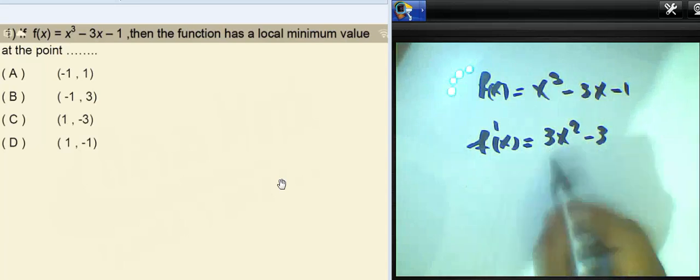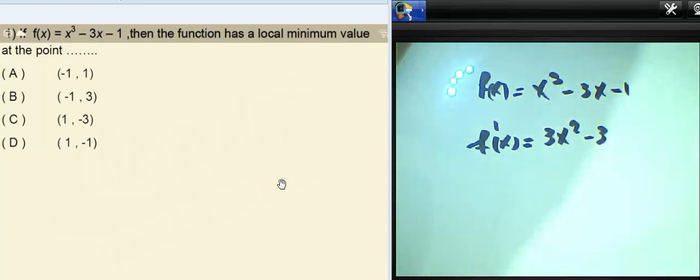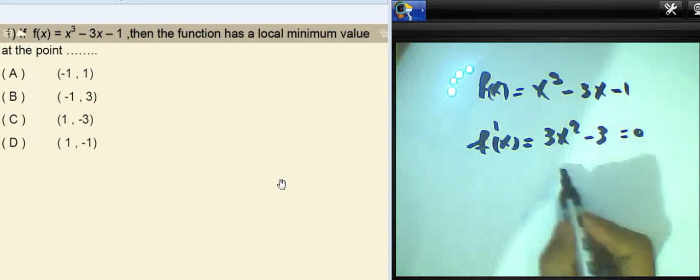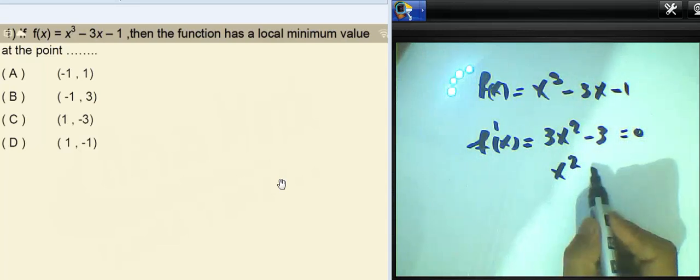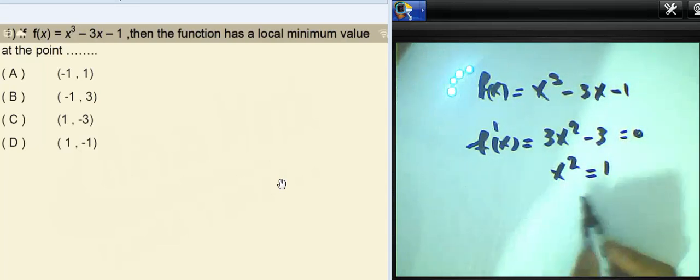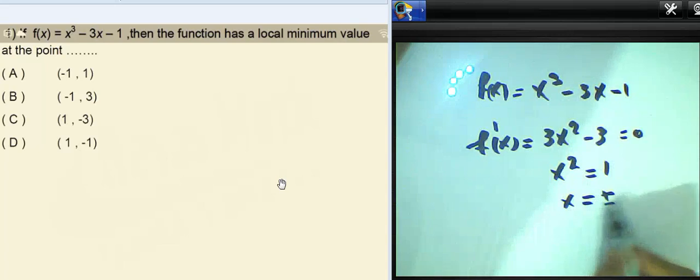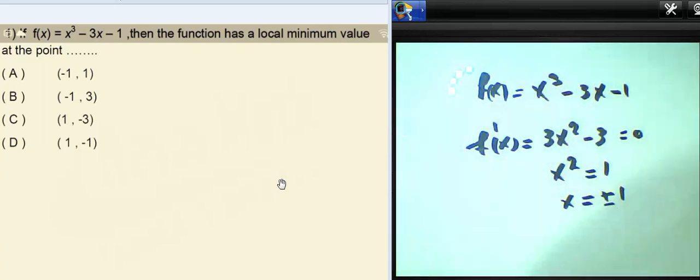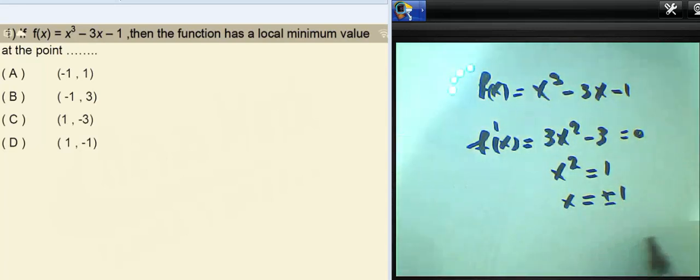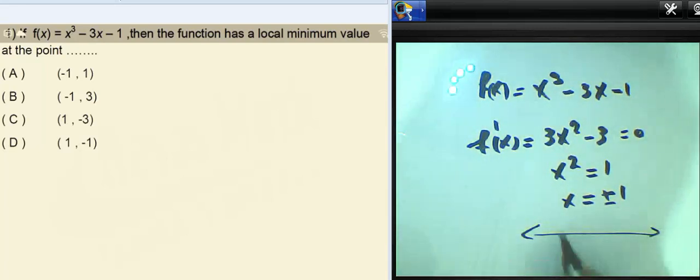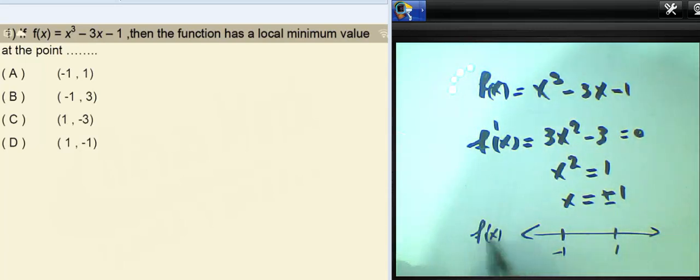We must put this function equal to 0. Then 3x power 2 equals 3, so we can divide it by 3. Then x will be equal to positive or negative 1. Then we can search on a straight line, negative 1 and 1. Solve this equation: f dash of x equals 0 at x equal 1 and negative 1.